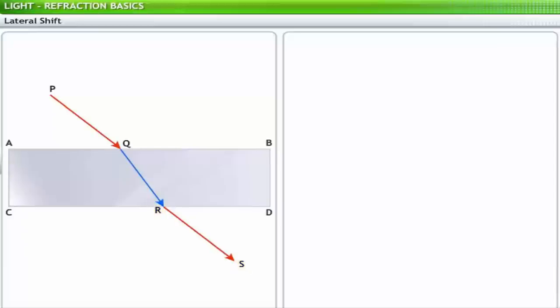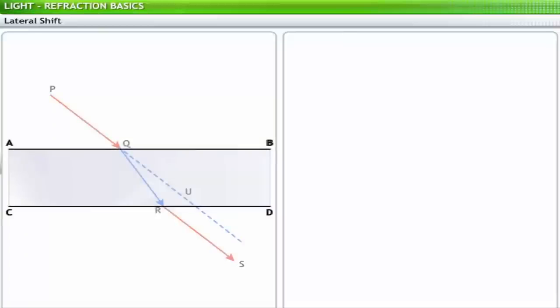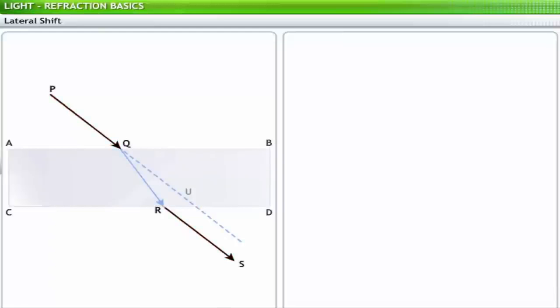In the absence of the glass slab, the ray PQ would have traversed along the dotted line QU as shown. Since the faces AB and CD of the slab are parallel, the ray RS is parallel to PQ. Hence, in total, the deviation of the light ray is 0, but the ray is shifted laterally. The perpendicular distance between the emergent ray RS and the incident ray PQU is the measure of the lateral shift and is denoted by S. RU represents this lateral shift in the figure.